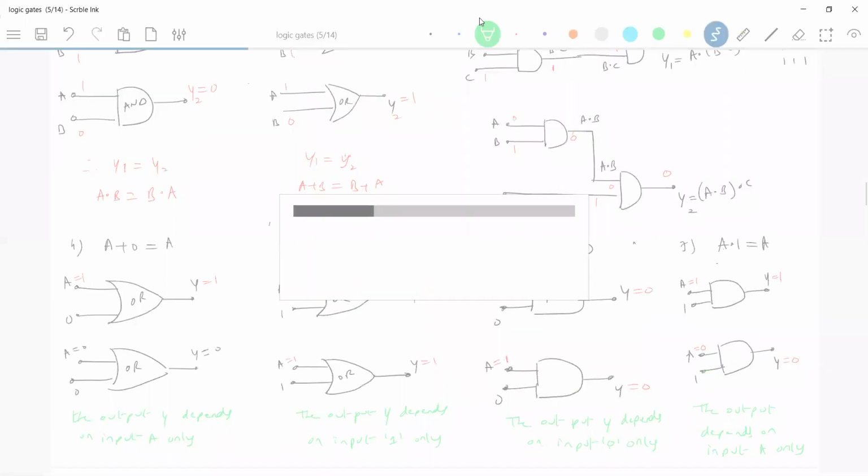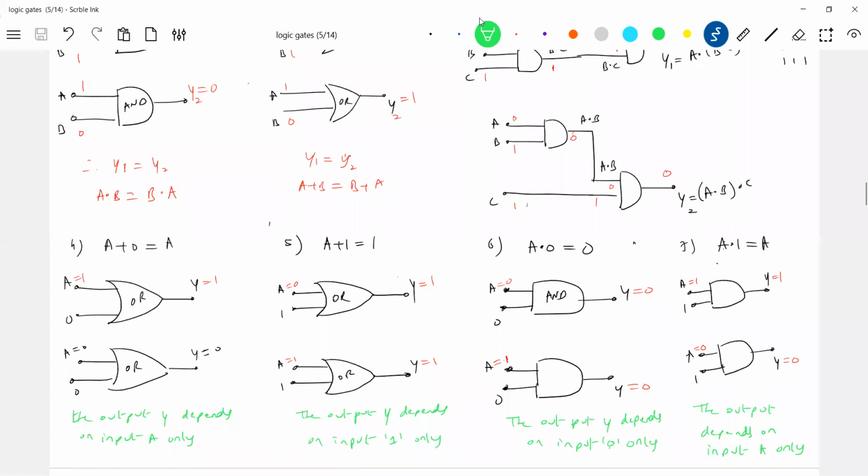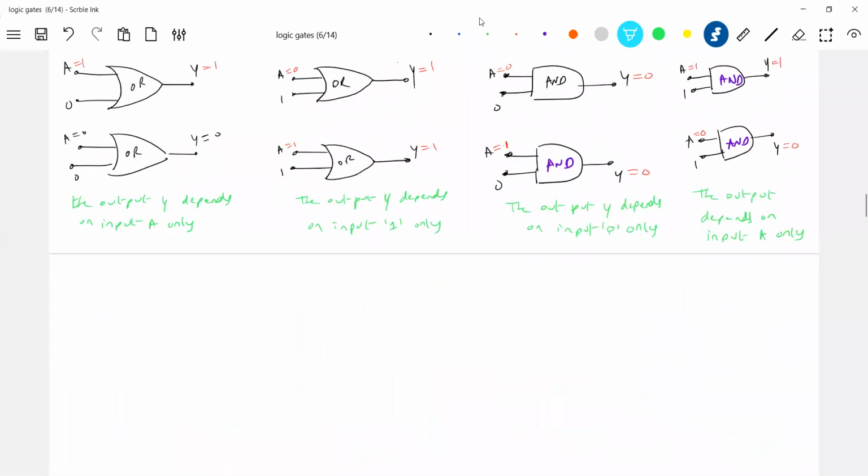Okay, agreed. Now, these are identities. I'm using the word identity for the rules in Boolean algebra, like the mathematical rules, 1 plus 2 is 3. These are the rules. Okay, this next one is 8.